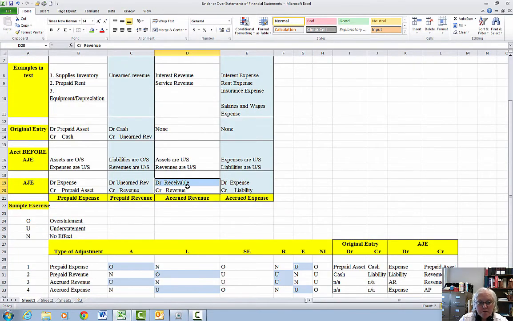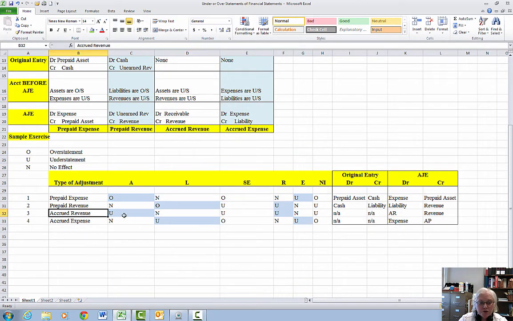So if we do not make that entry, then we didn't record the receivable, so our assets are understated. If we did not record the revenue, our revenues are understated. So for accrued revenue, assets are understated, revenues are understated. No effect on expenses, and net income is understated, which makes equity understated. So assets equal liabilities plus equity. It should still be in balance.